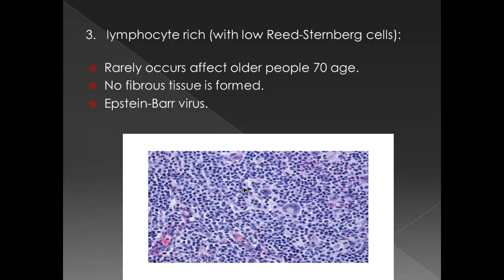Third type, lymphocyte rich, meaning normal lymphocytes are found in the specimen under the microscope. Reed-Sternberg cells are low in count, so this type of Hodgkin lymphoma has a good prognosis. It rarely occurs in this type of lymphoma linked with Epstein-Barr virus infection.